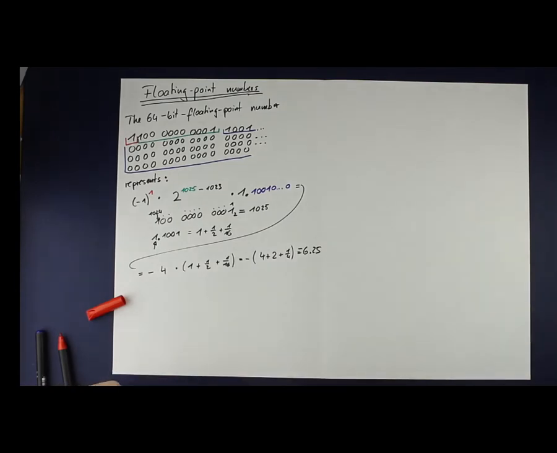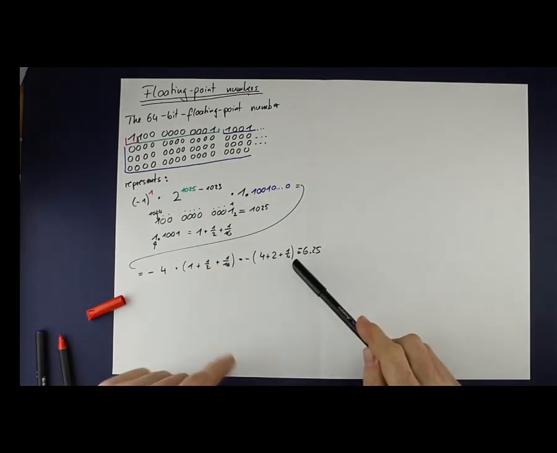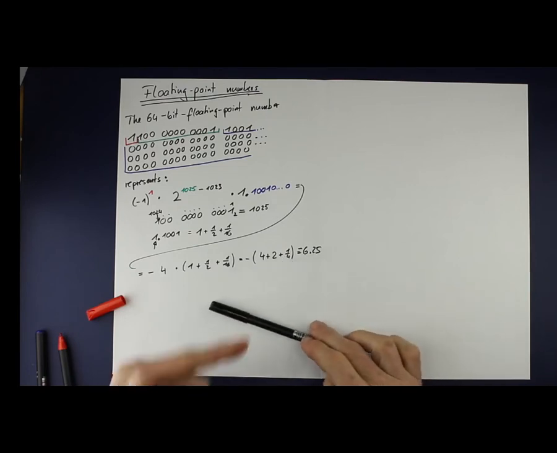Let's check that. We can check it with the help of MATLAB or with the help of Octave. Let's say A is minus 6.25. So we have this number. And now we can say format hex and let's display A again. And we get this C019 and a lot of zeros following.